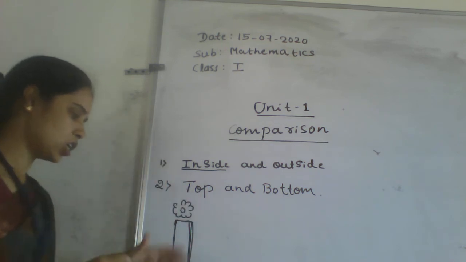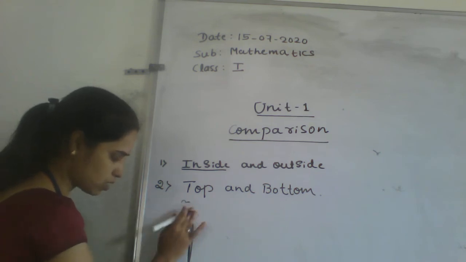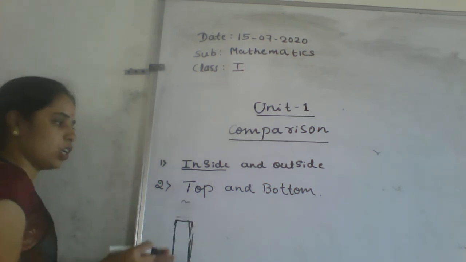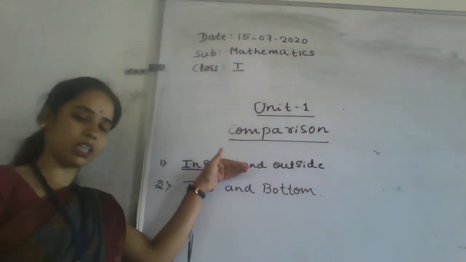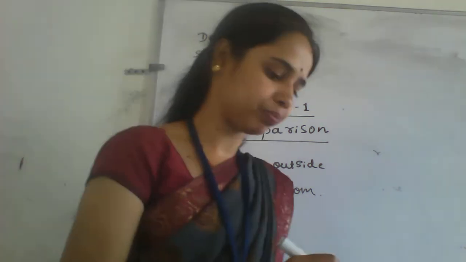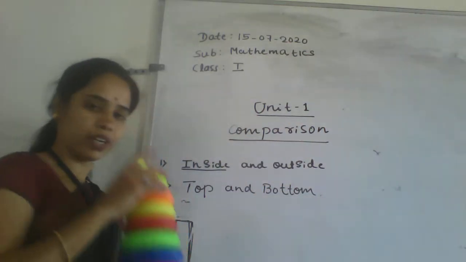Where is it? Top of this box. If I ask this one, where is the flower? Bottom of the box, right? Top and bottom. Top is nothing but up. Bottom is nothing but down, right? See here. For this I will show you one example.